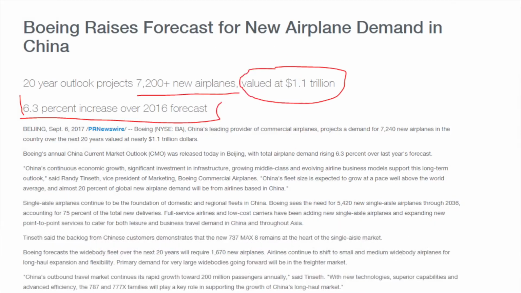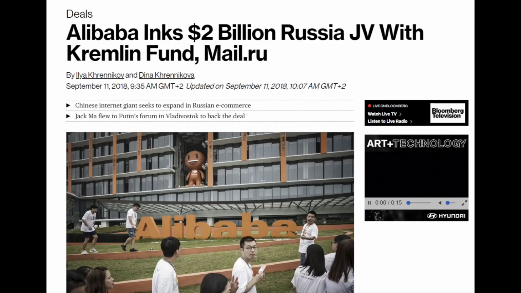They have increased it 6.3% over their 2016 forecast. So they see long-term economic growth, and even bigger growth. 7,200 new airplanes will be added from China in the next 20 years. And businesses simply continue to do business. Alibaba, Russia, they invested in Turkey, they are growing, doing their own business, no matter what Trump says or does.